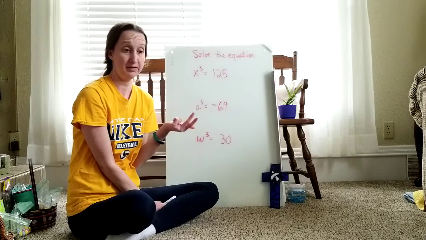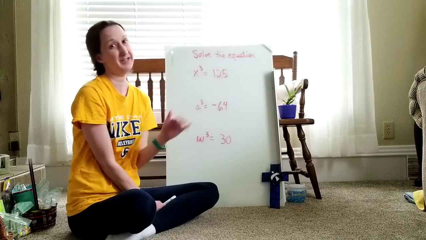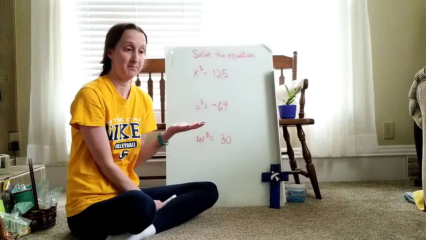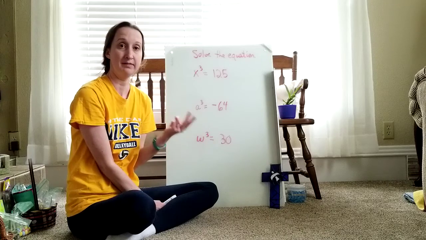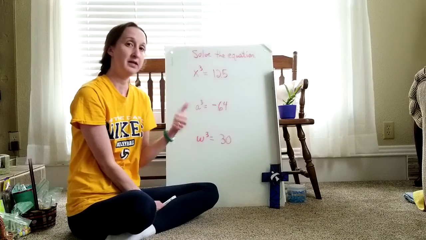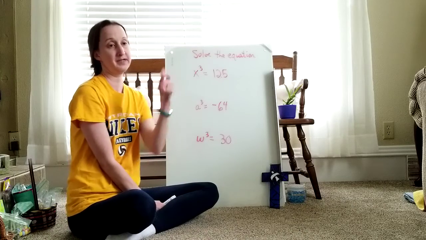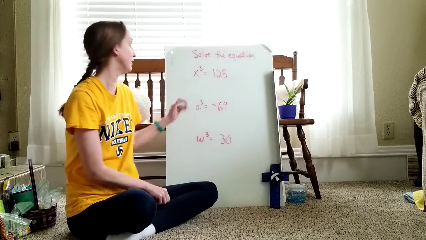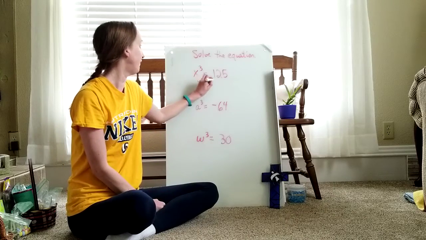2 times 2 is 4, times 2 is 8. Well, that's way too low. Try something bigger. Maybe 3. 3 times 3 is 9, times 3 is 27. And so you could continue. Let's try 5. 5 times 5 is 25. Times another 5 would give you 125. So x would be 5.